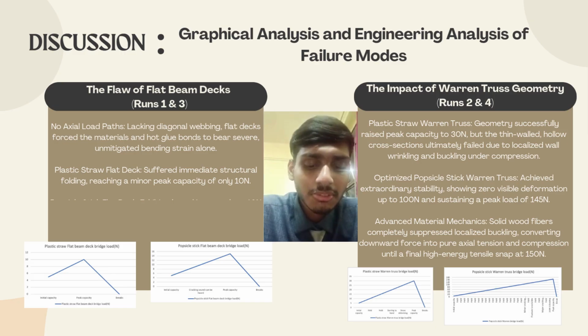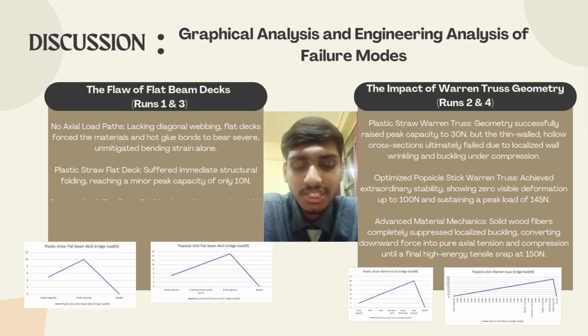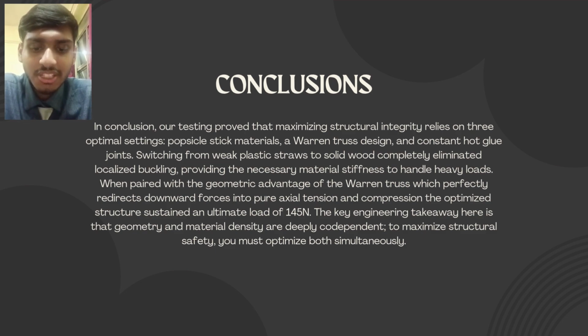This shows that solid wood fiber completely surpasses localized buckling and converts the load into pure axial tension and compression until it reaches peak breaking capacity of 150 Newton. To conclude, our testing proved that maximizing structural integrity relies on three important factors: popsicle stick as a material, pairing with Warren truss design, and with the constant hot glue gun for all the bridges that we tested.